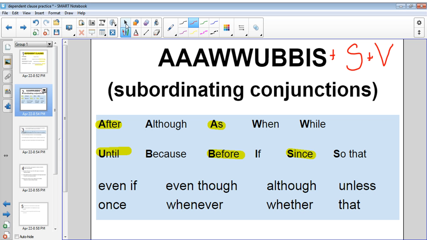I had you add a few more subordinating conjunctions at the bottom of your list because I couldn't possibly give you all of them, but these are some of the more common ones. We have this special list that we call our woobuses to help us remember that some of them begin with an A, some with a W, a U, a B, an I, and an S, but there are plenty more that don't fit into that criteria.